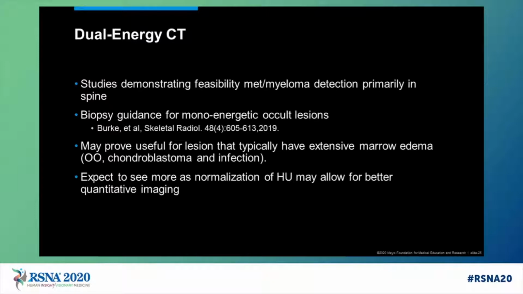This dual energy technique may also end up proving useful for lesions that have extensive marrow edema, for example, osteoid osteoma, chondroblastoma, or infection. Another good feature of dual energy CT is that we can normalize the Hounsfield unit, so we can have a consistent value no matter what the kV the study was acquired at.